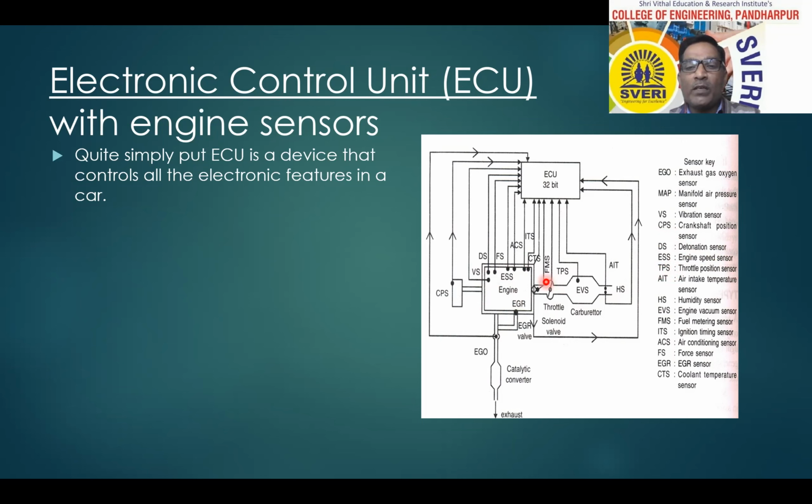So you can see this one is the throttle position sensor, TPS. This one is the carburetor, engine vacuum sensor. Here it is shown. Then the air intake temperature sensor, AIT. Air and fuel mixture is provided to the carburetor, and the function of the carburetor is to atomize.